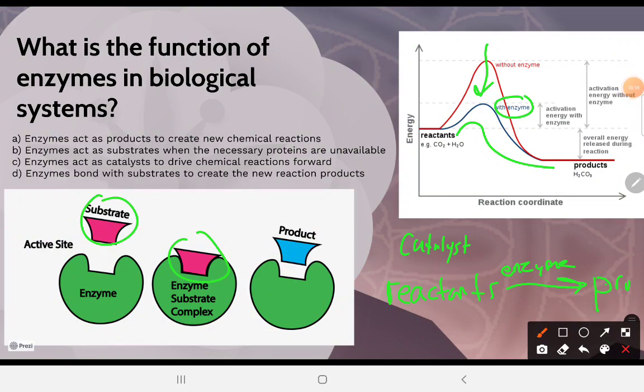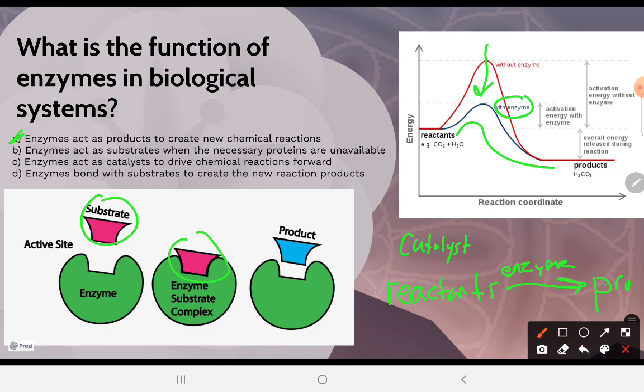Right, so it's not actually a product. It's not something that is made. It just assists in the process. Catalysts assist reactions. They are not the beginning of it, and they're not the end of it. They are assisting. And so let's just continue here. So we've got, this is not the answer.